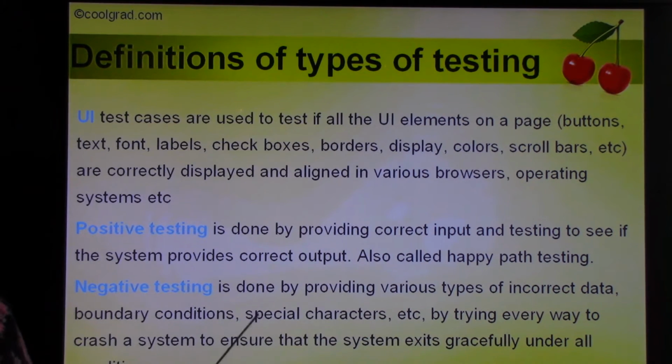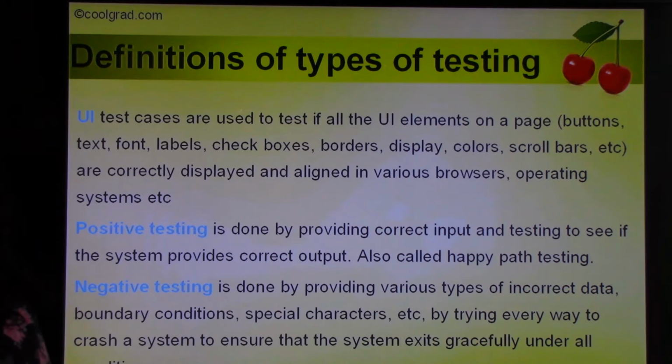Negative testing. This is where you provide various types of incorrect data, boundary conditions, special characters, etc., and try every way to try and crash the system and make sure the system always exits gracefully. That's negative testing. For example, if you're testing a login module, you can give an incorrect username and incorrect password, and the system should give you the appropriate error message.